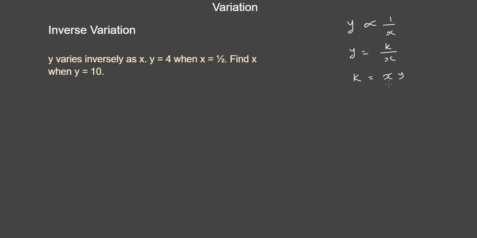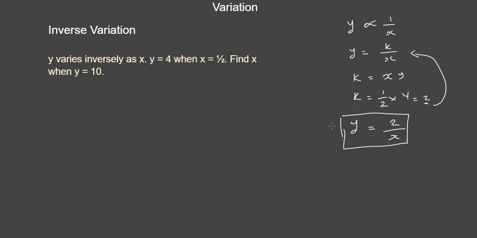To find the value of the constant, you need to have some information about x and y. And here we are given that information. We're told that y is 4 when x is 1 over 2. So what this means is k is equal to 1 over 2 times 4, which is equal to 2, right? Now that you've gotten your constant, you plug it back into the formula, which means y equals 2 over x. So this is the exact formula connecting x and y.